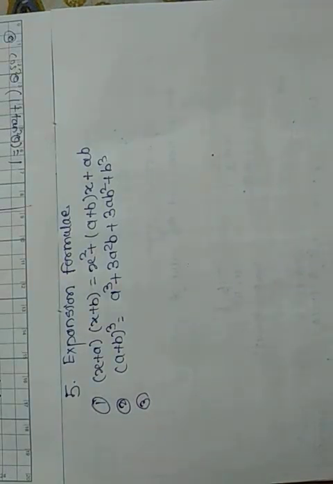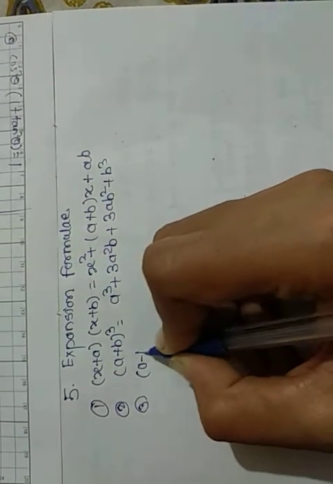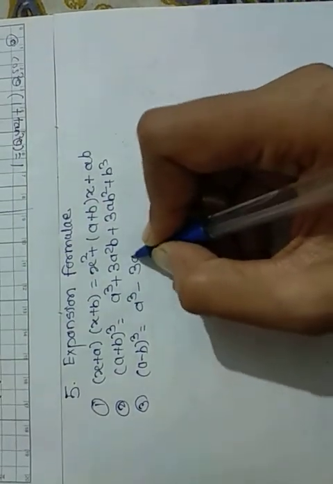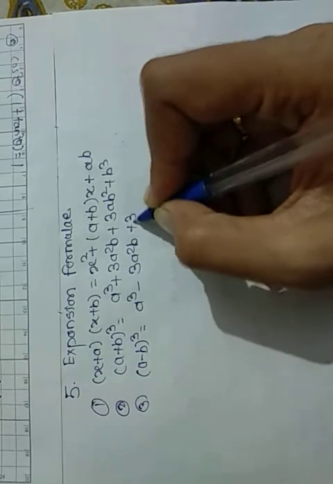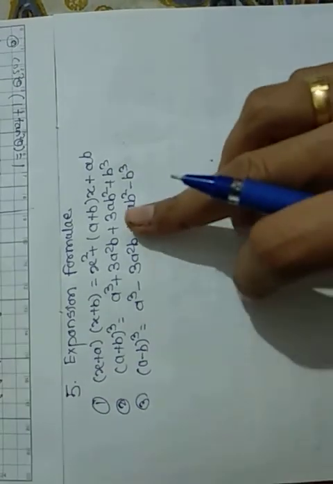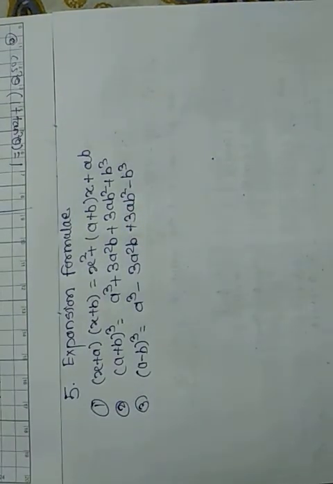After that we saw the third expansion of (a - b) bracket cube, that is a cube minus 3a square b plus 3ab square minus b cube. We saw these three expansions.